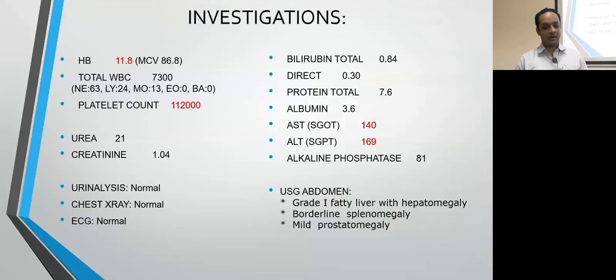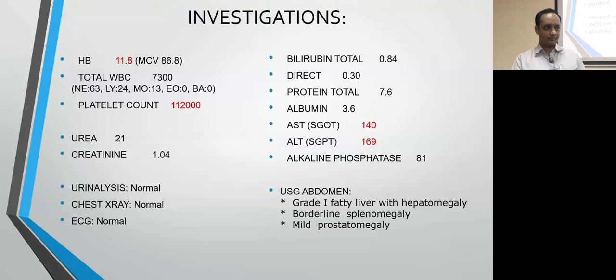So hemoglobin, there was a mild anemia for a male, 11.8, not very significant, normocytic. Platelet counts, again, mild thrombocytopenia was there, 1,12,000. And mild transaminase elevation was detected. Apart from that, all other baseline investigations were normal. The chest X-ray was normal, ECG was normal. USG showed grade 1 fatty liver, which he originally came for evaluation for, a borderline splenomegaly, which is not clinically felt, and a mild prostatomegaly.